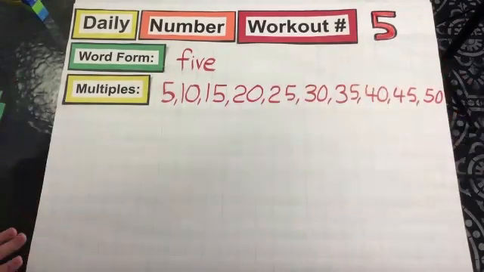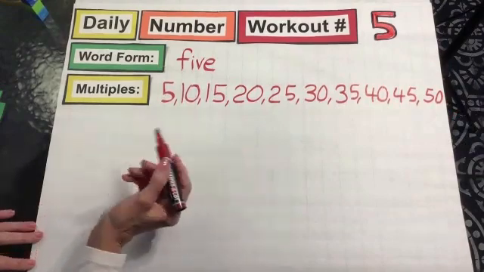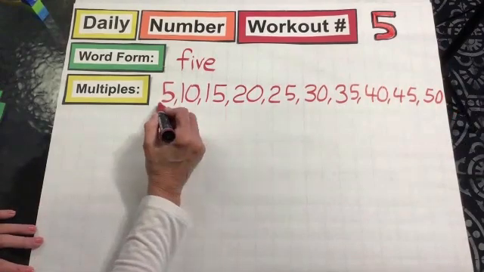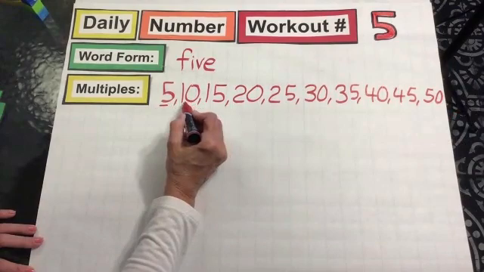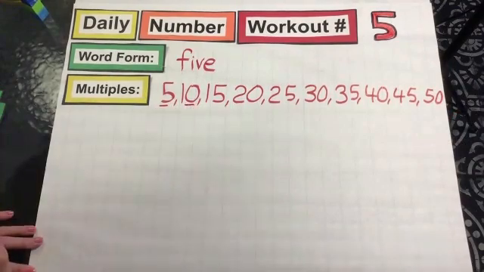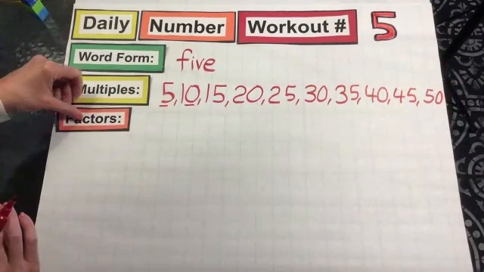So just like counting by fives, 5, 10, 15, 20, 25, 30. Also, we know that every number that ends in 0 or 5 is a multiple of 5. Awesome. So let's move on to factors.